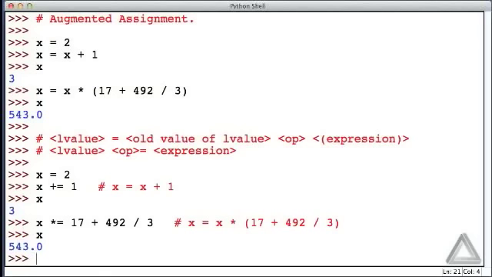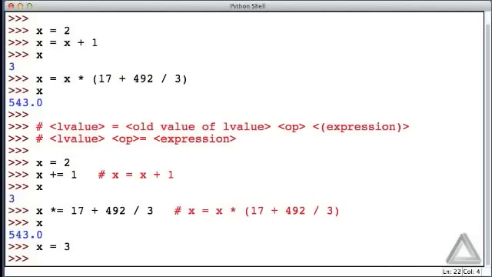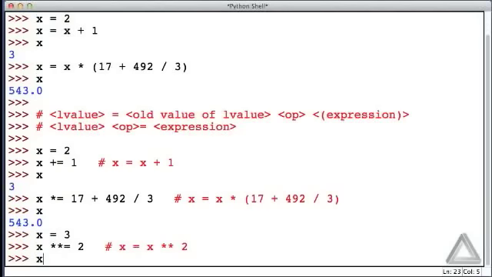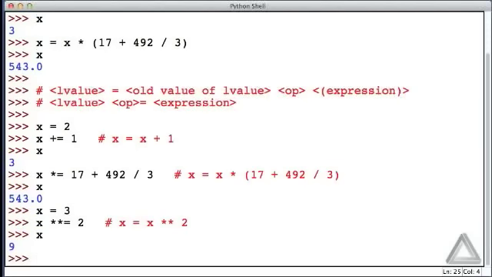Augmented assignment works with all the arithmetic operators we've seen, not just addition and multiplication. So for example, if x is equal to 3 and we want to square it, we could write x and then the exponentiation operator, the assignment operator, and then 2. This is equivalent to x is equal to x squared. And when we check on x now, sure enough, it's 9.